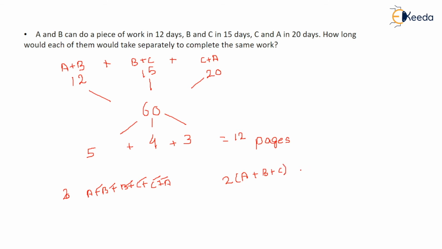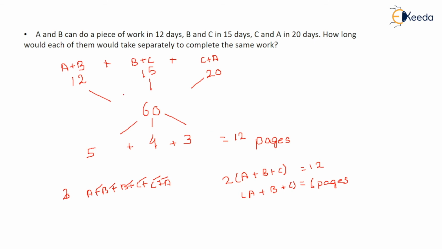And how many pages are they writing in a day? 12 pages. Here you can solve the bracket. So 2 goes to the denominator. So A plus B plus C, how many pages are they actually writing? They are writing 6 pages in a day, right? Together they are writing 6 pages in a day.